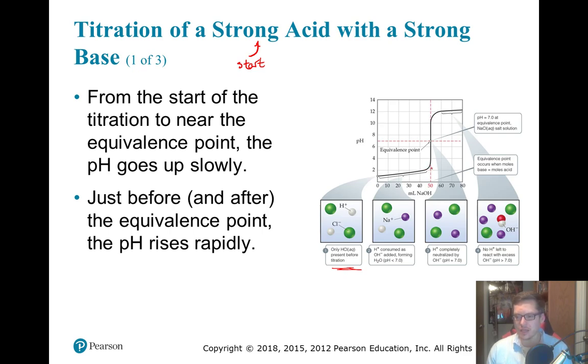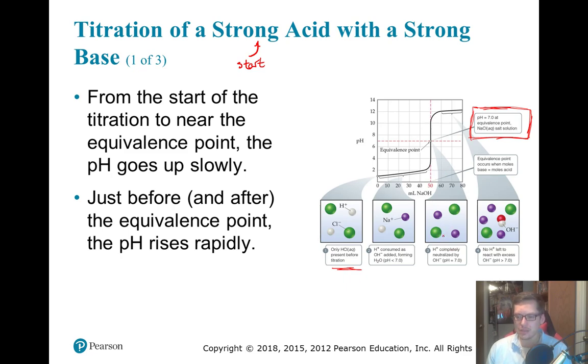Then as soon as the H plus is completely neutralized, we skyrocket past this point, where our slope reaches 0. We call this our equivalence point. When you're titrating a strong acid with a strong base, your equivalence point is always at 7. That's super nice. We know this occurs when the moles of base added equals the moles of acid that we started with.